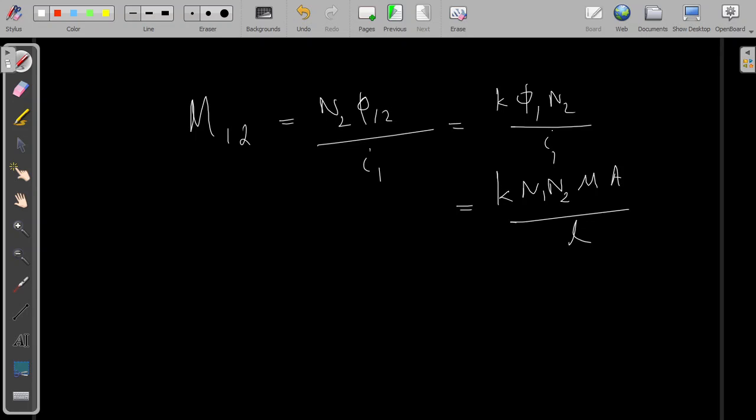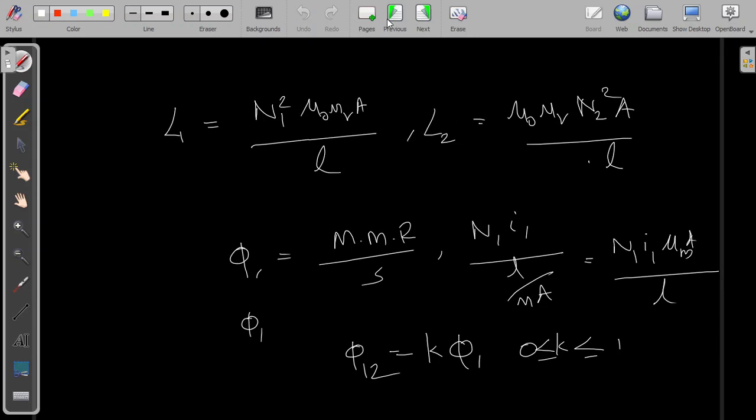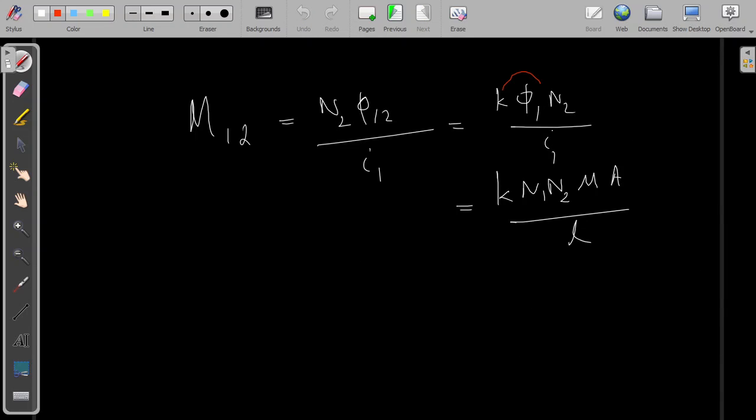Why? Because this phi 1, we are replacing this phi 1 with the formula, like say N1 I1 mu A by L. This formula we are substituting in here, okay, so we will get this formula k N1 N2 mu A by L. Okay, this is M12.